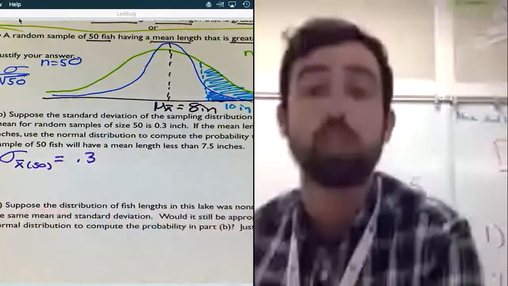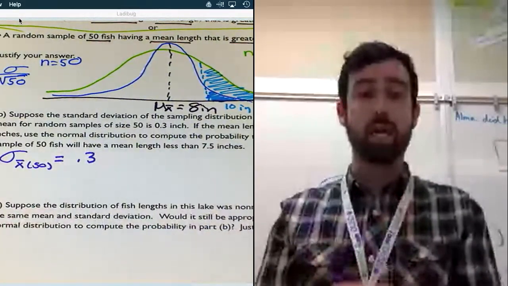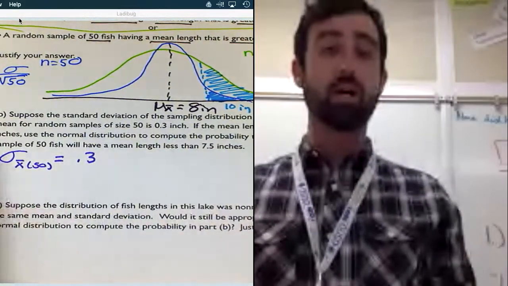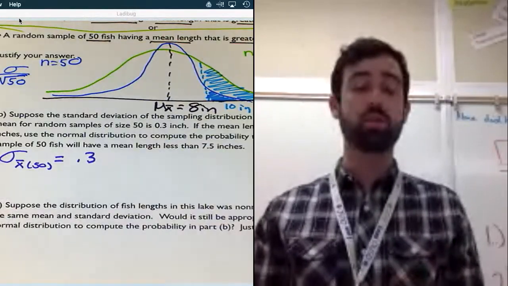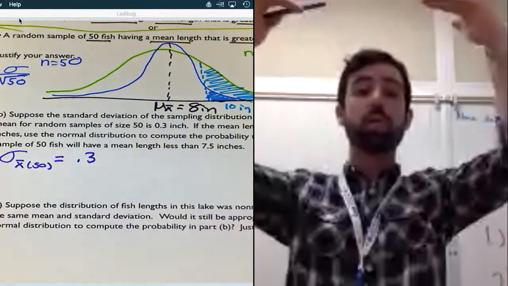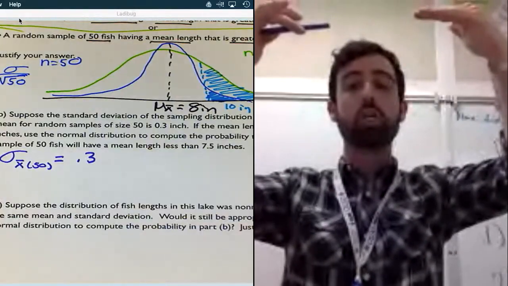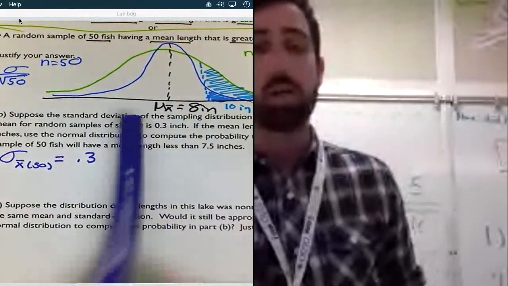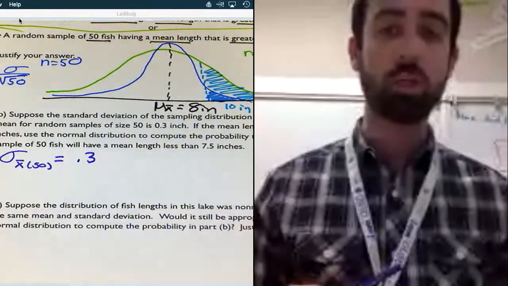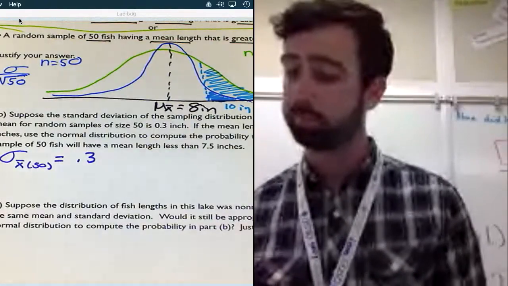Again, your notation matters on the AP exam. If you just wrote sigma, that would indicate to the reader that you're talking about the population standard deviation. And we are not talking about the population standard deviation. We are talking about the standard deviation of the sampling distribution.